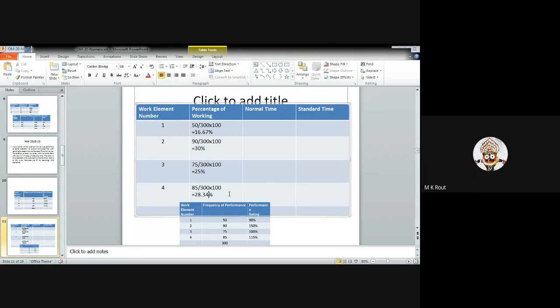Moving to the next one, calculate the normal time. What is the formula for normal time, Rosalind? In step number 8, the formula for normal time equals total time into percentage of working into performance rating, divided by the number of acceptable units. Total time is 420 minutes, into 0.16, into 0.9, the performance rating of 90%, divided by 225, the actual number of units produced during the period. That equals 0.28.